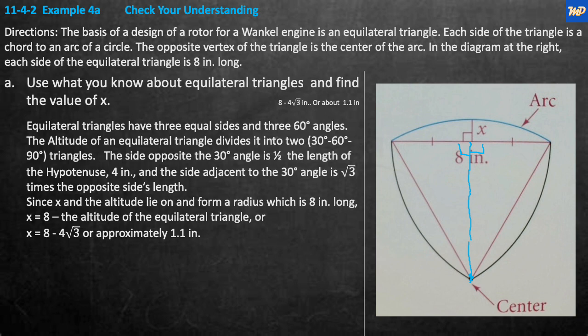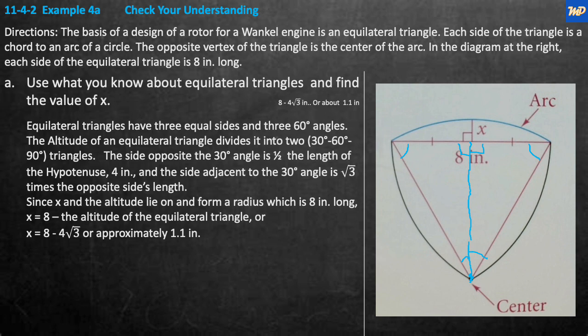So it says the altitude, where were we here? They have 3 equal sides, 3 60-degree angles. The altitude of an equilateral triangle divides it into 2 30-60-90 triangles. So here we are. These are 60-degree angles, so that means that this one here is 30, and this is 30. This is your 60. These are your 60s. And this is your 90 right here.